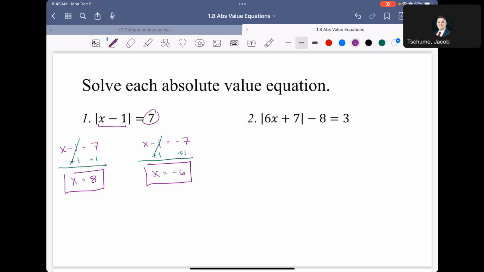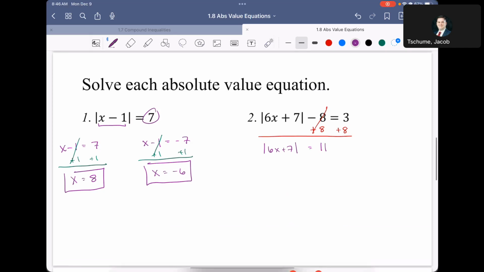When you look at number 2 here, you'll notice that you have the absolute value of 6x plus 7 minus 8 needs to equal 3. Well, the problem with this one is that you don't have the absolute value piece by itself. So what you will need to do first is move that negative 8 to the other side of the equation before you begin. So I'm going to do that by adding 8 to both sides. So I can bring down the absolute value piece. And then I know that 3 plus 8 is going to give me 11. So once again, you have an absolute value equals a positive number.